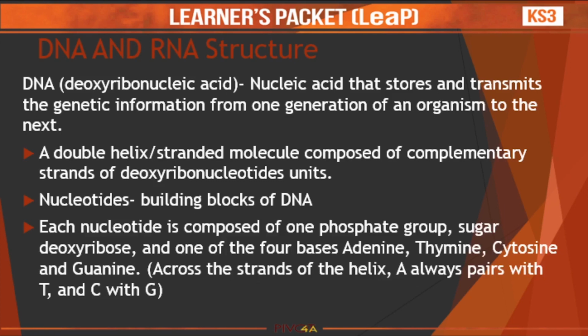Each nucleotide is composed of one phosphate group, the sugar deoxyribose, and one of the four bases: adenine, thymine, cytosine, and guanine. Across the strands of the helix, always remember that adenine always pairs with thymine, thymine pairs with adenine, cytosine pairs with guanine, and guanine pairs with cytosine. So again, always remember ATCG. Also, our DNA is located in the nucleus.